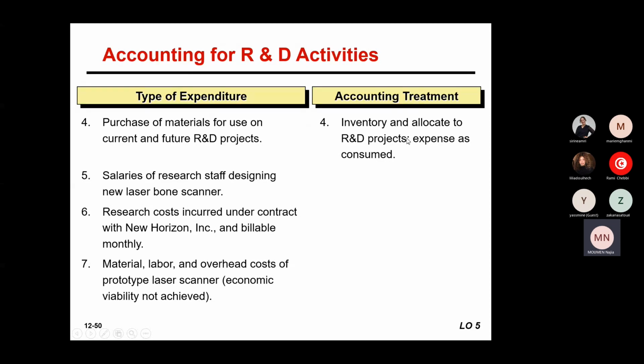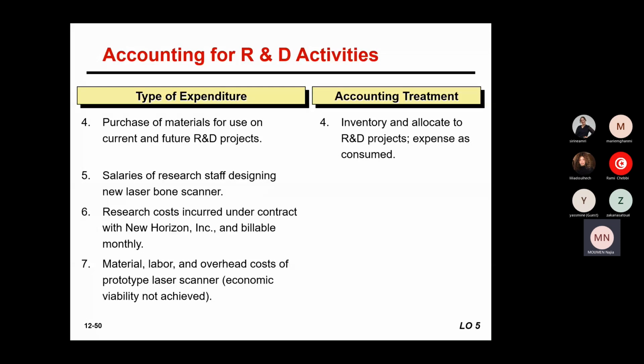And then, of course, the use and consumption of that inventory will be expensed as consumed. So we'll be debiting inventory expense, or like we did for supplies expense, etc., or cost of goods sold or whatever. So it should be expensed as consumed. So when we consume it, it should be reported as research and development expenses, okay?